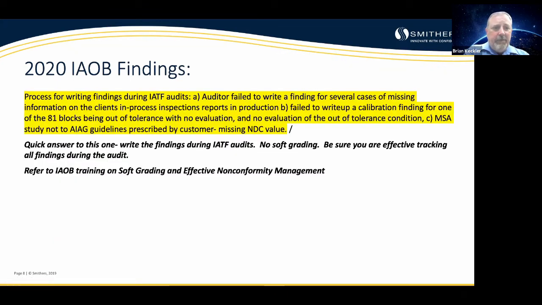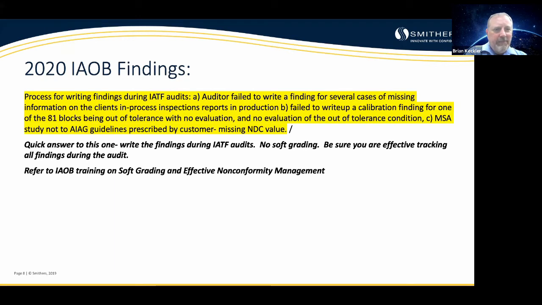Okay, our next finding had to do with the process for writing audit findings during the IATF audits. The auditor failed to write a finding for several cases of missing information on the client's in-process inspection reports during the audit of production. So there was missing or incomplete information. Failed to write up a calibration finding for a gauge block, one of the 81 blocks, that was found to be out of tolerance. There was no evidence or no evaluation of that out of tolerance condition.